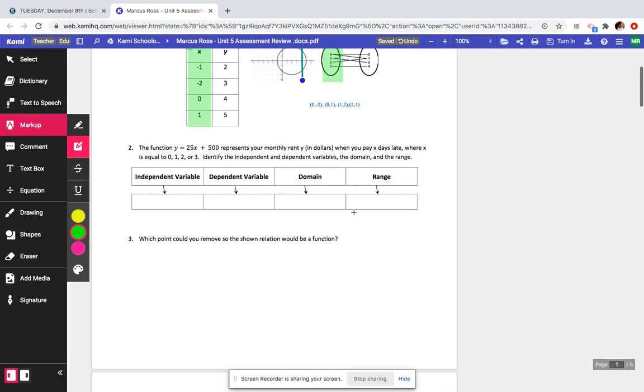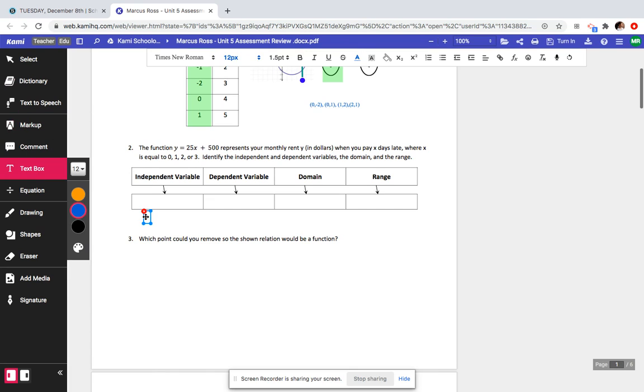All right, let's go down to 2. The function y equals 25x plus 500 represents your monthly rent, y in dollars, when you pay x days late, where x is equal to 0, 1, 2, or 3. Identify the independent and dependent variables, the domain, and the range. Well, if we remember correctly, independent variable is represented by your x values. Your dependent variable are your y values. Domain is also your x values. And your range is also your y values.